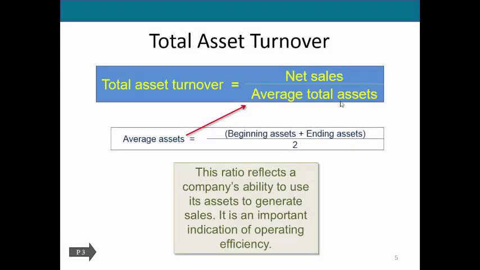We then have total asset turnover. Again, we're still looking at how efficient or how effective are we as a business.